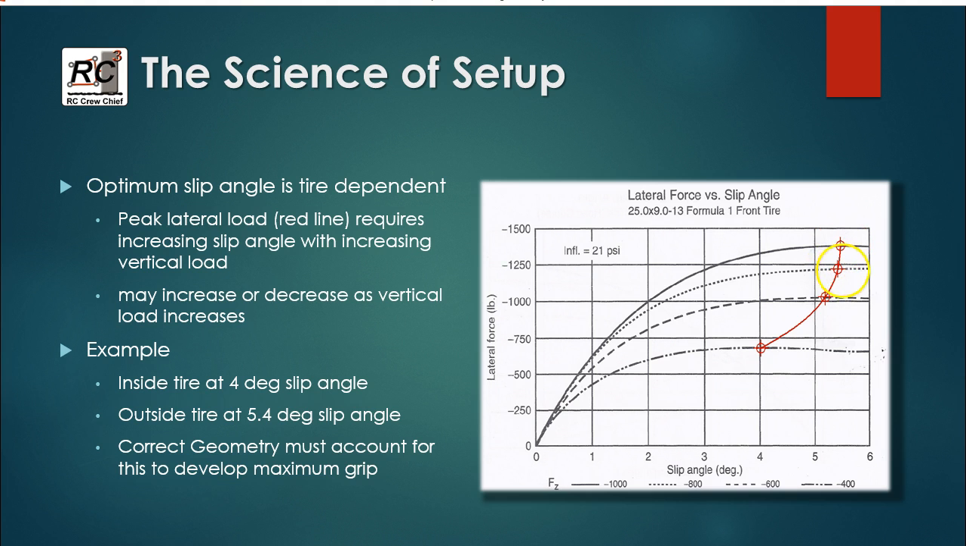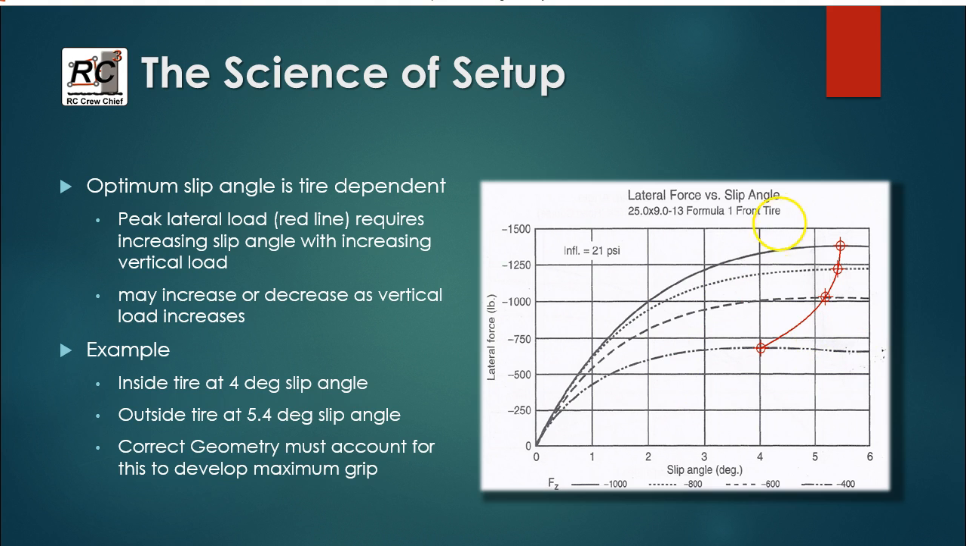You could also have a tire performance graph where the grip would require decreasing slip angle with vertical force. So it could be going in this direction. You could have a peak here and then it would decrease. So it depends, it's strongly dependent on the tire itself.